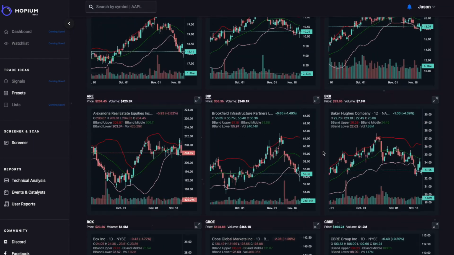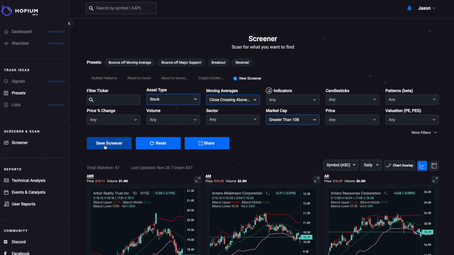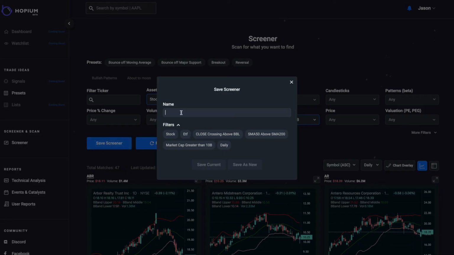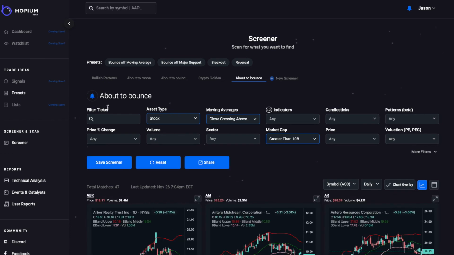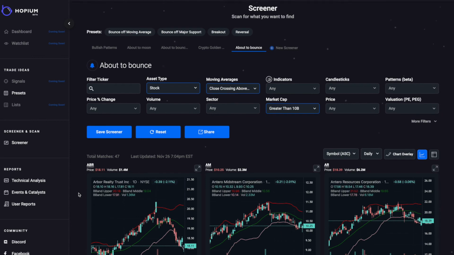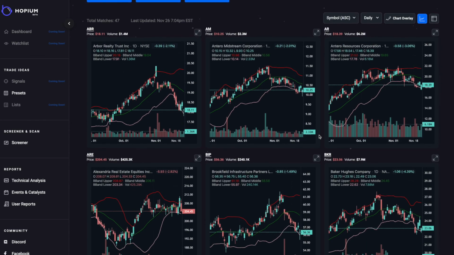Now I think what we have is pretty good, so let's try to save it. Let's name the screener About to Bounce. Now, if you look at this bell icon over here, that means we're subscribed to this specific screener. Whenever there's new companies that match our criteria, we get notified of it. And this notification is sent straight to your email, the one you registered with.